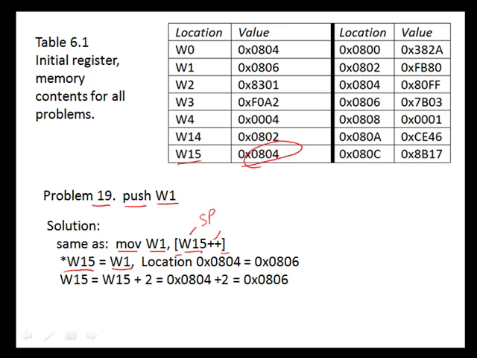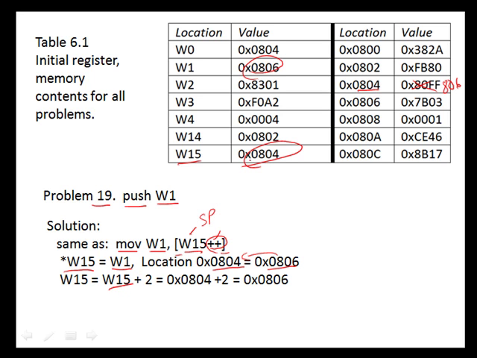W15 contains an 804, so 804 is being modified. W1 contains the value 806, so 806 is being written to location 804. So the new value of location 804 is 806. After that, the write is done. We need to do the post increment.